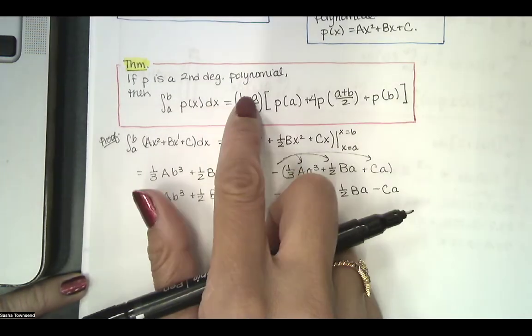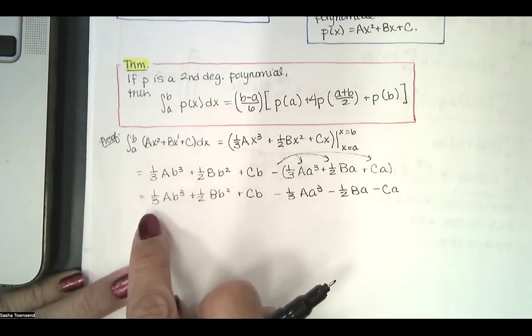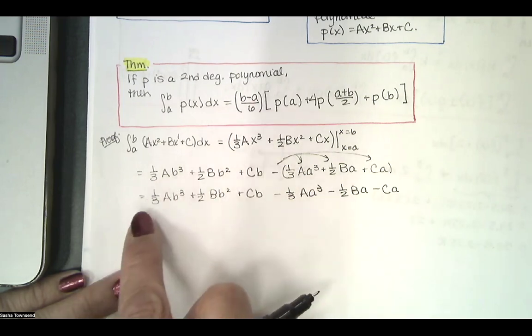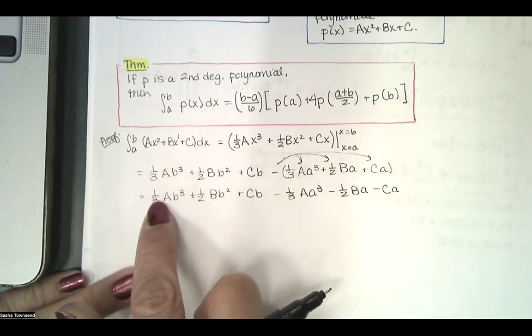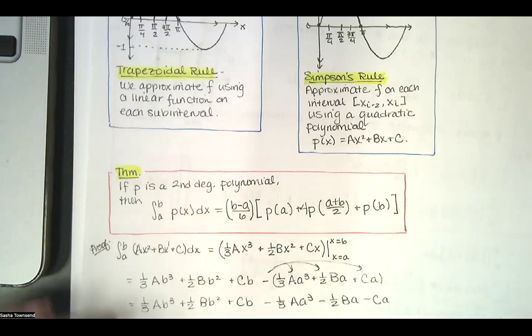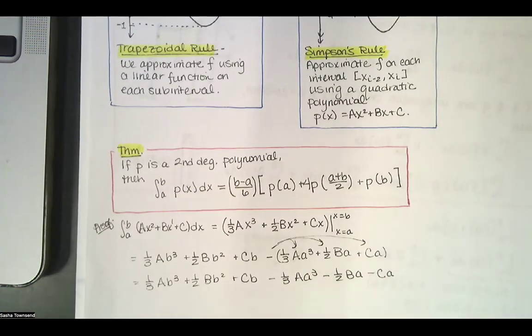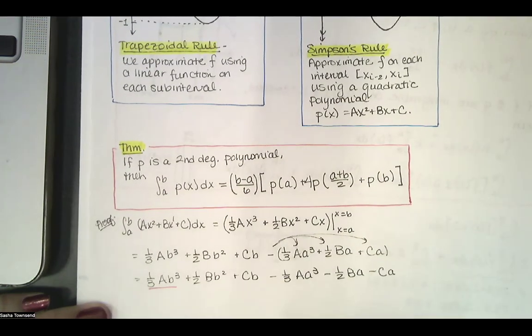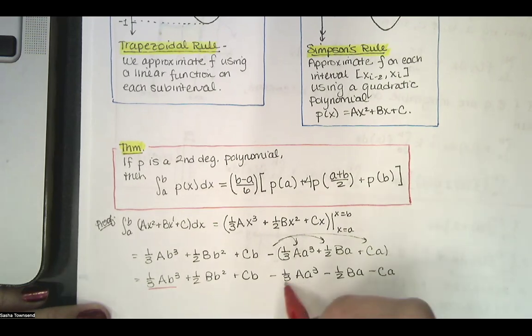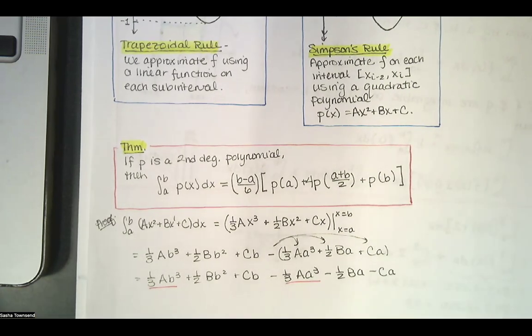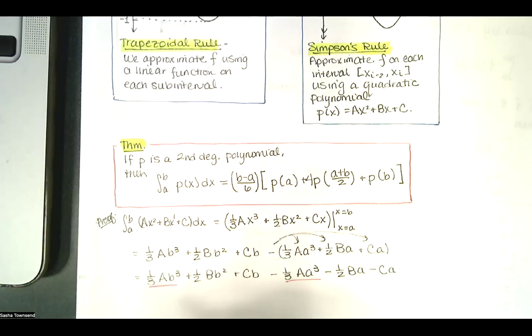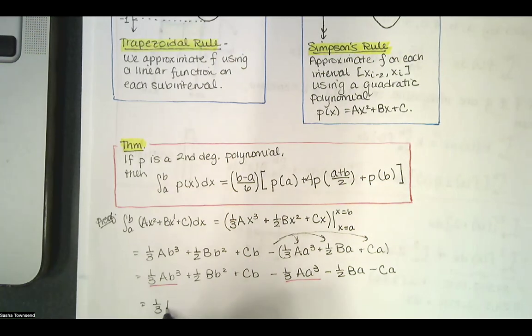First of all, I notice that I've got that b minus a out front and the 6 in the denominator. So I think what I'll do is I will group the terms that look a little bit similar. I've got this 1/3 A b cubed and the negative 1/3 A times lowercase a cubed. Factor out the 1/3 capital A, and then we'll have b cubed minus a cubed.